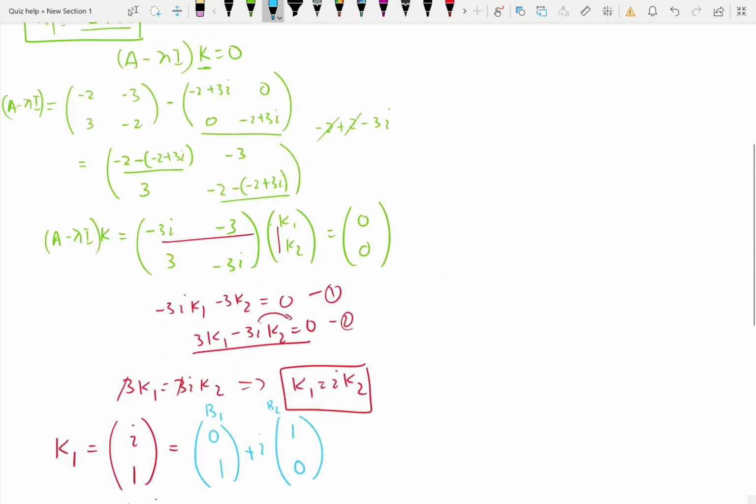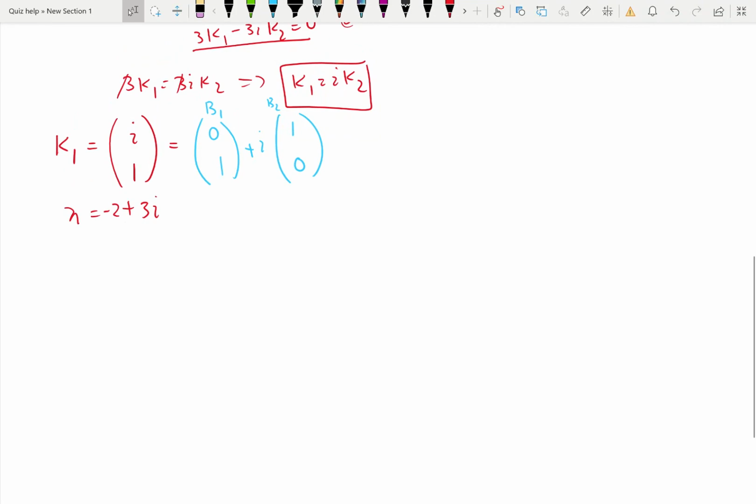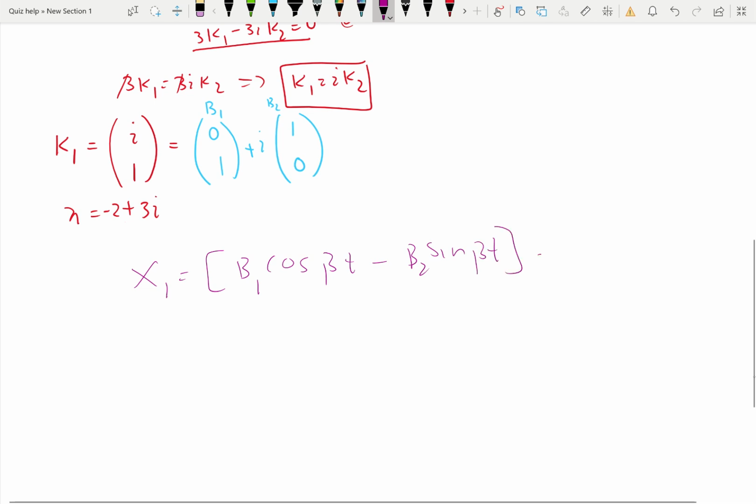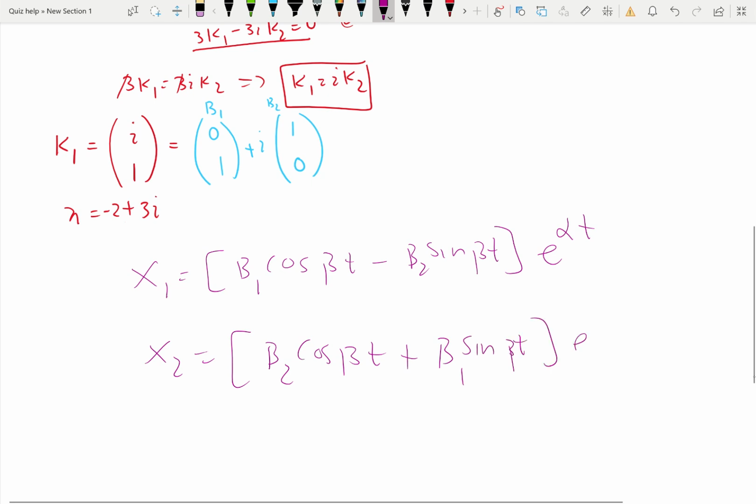All right, so now we are done with the problem. We just need to write down the solutions. So if you remember the formulas, now we are going to use them. The formulas to write the solutions are: x1 is (B1 cosine beta t minus B2 sine beta t) times e to the alpha t. x2 is (B2 cosine beta t plus B1 sine beta t) times e to the alpha t.